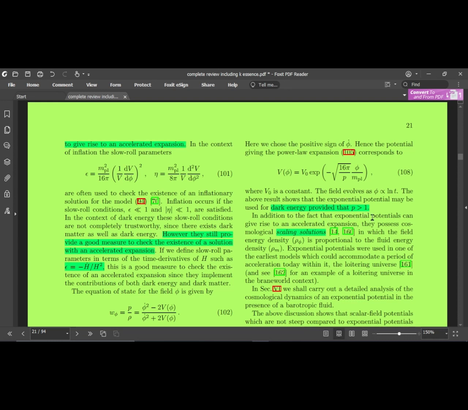In addition to the fact that exponential potentials can give rise to accelerated expansion, they possess cosmic scaling solutions, which is shown in 14 and 160, in which the field energy density rho phi is proportional to the fluid energy density rho m. So the scaling solution means that whenever the energy density of the field is proportional to the fluid energy density, because suppose I am also taking the fluid in the system and the energy density came out to be proportional to rho m. So how will they be proportional?